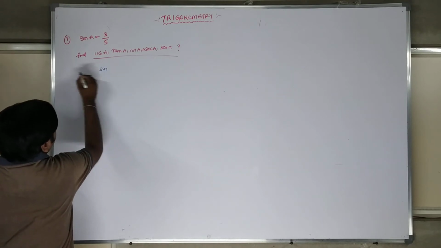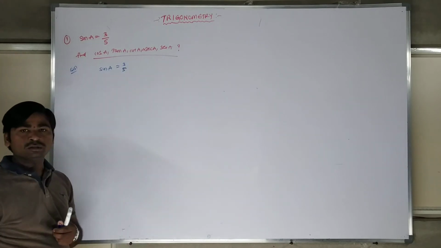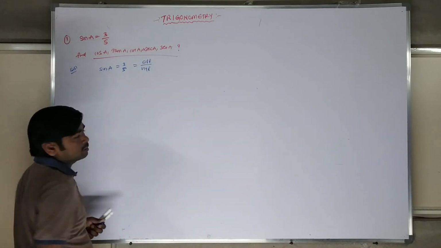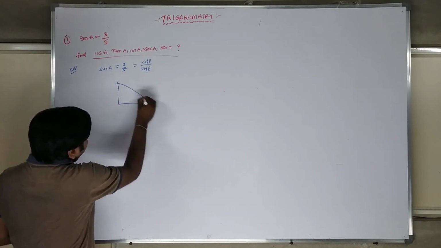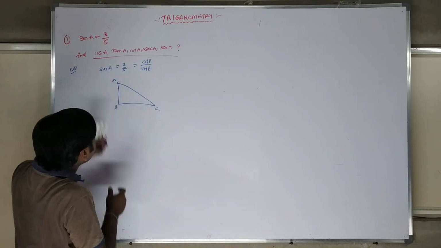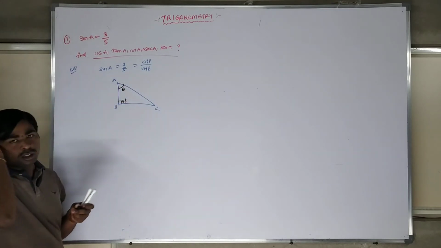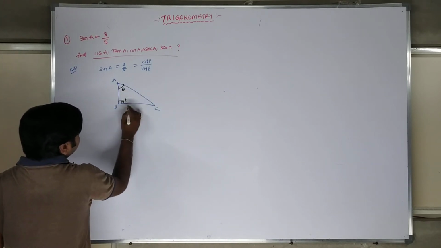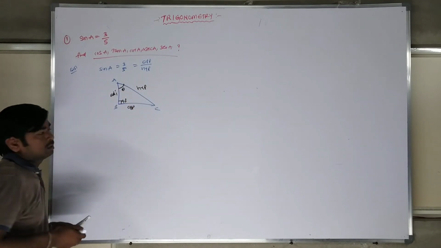So sin A is equal to 3 by 5. But what is sin theta actually equal to? Opposite by hypotenuse. So please draw a triangle. For drawing a triangle, let us write ABC. Here sin A, make a theta here. This is 90 degrees. Theta fixed means this side is the hypotenuse. Theta means this is opposite, this is the hypotenuse, this is adjacent.